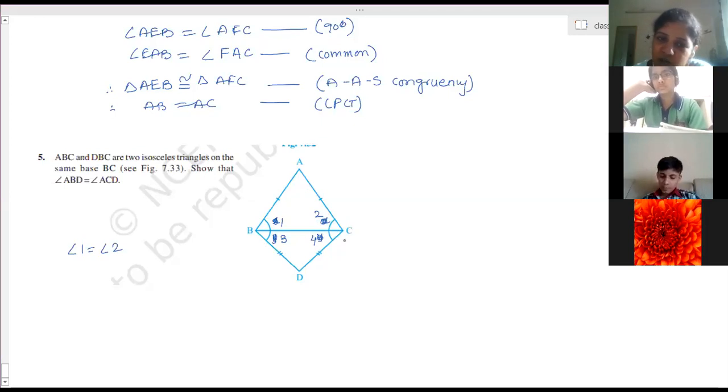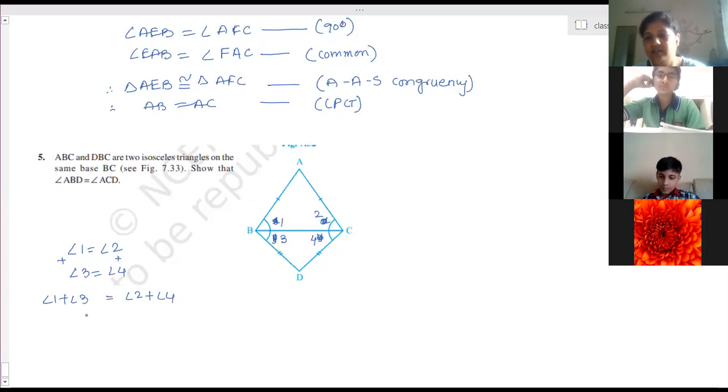And BD is equal to DC. So therefore angle 3 is equal to angle 4. Equals are added to equals, the wholes are equal. So add them. Angle 1 plus angle 3 and angle 2 plus angle 4 will be equal because all are equal angles. So 1 plus 3 is angle ABD and 2 plus 4 is angle ACD.